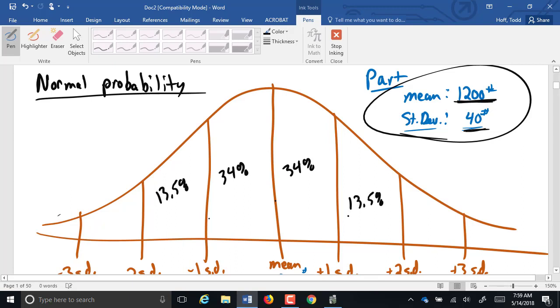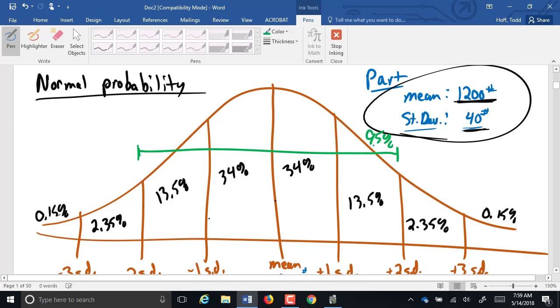13.5% will be between 1 and 2 standard deviations on either side. 2.35% between 2 and 3, and 0.15% outside of 3 standard deviations on each side. What that is saying is if you add up these percents from here to here, that 95% of parts will fall in that range. Always. Now that's a very important thing. From here to here, that's 99.7%. That's 997 out of 1,000 parts.